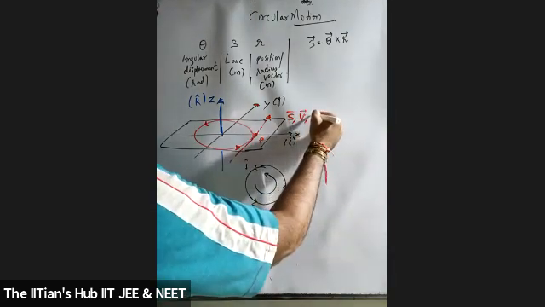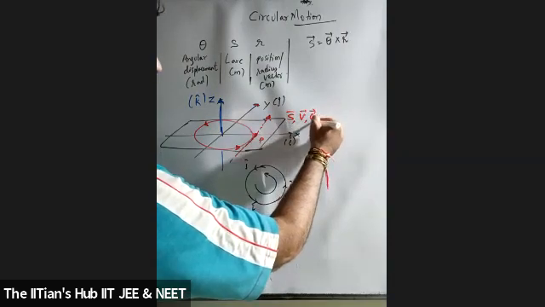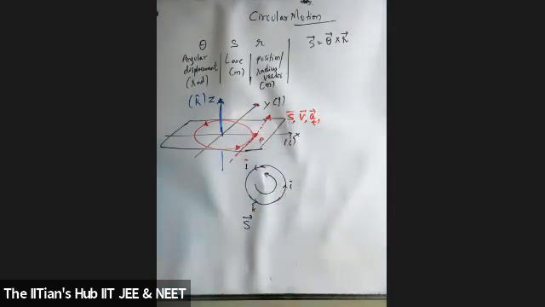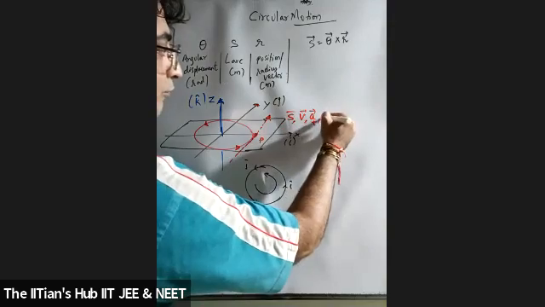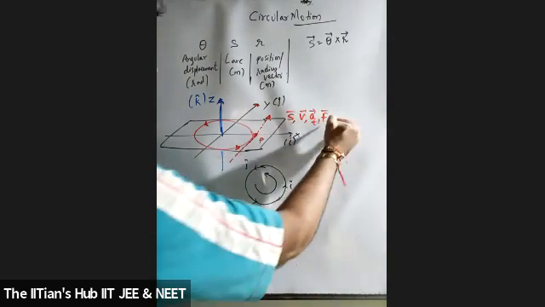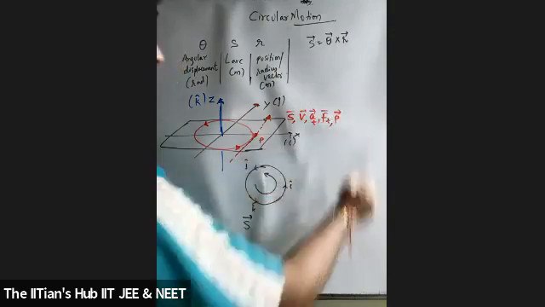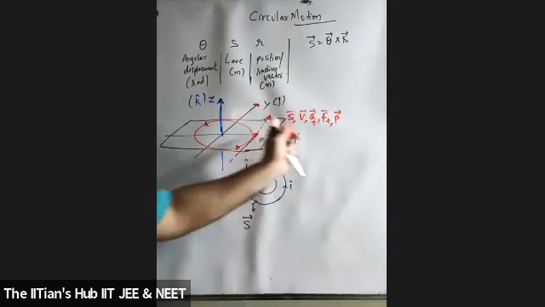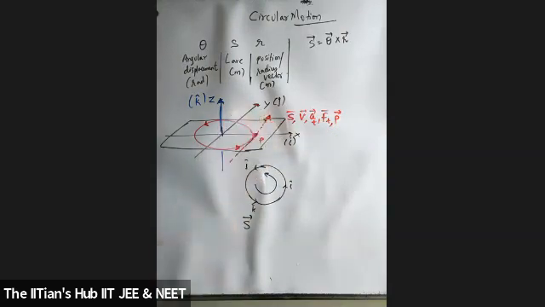Velocity upon time: tangential acceleration will be along the y-axis. Mass into acceleration: tangential force along the y-axis. Mass into linear velocity: linear momentum along the y-axis. So all these physical quantities will act along which axis? Y-axis. Did everybody understand this? Everybody? Yes, sir.